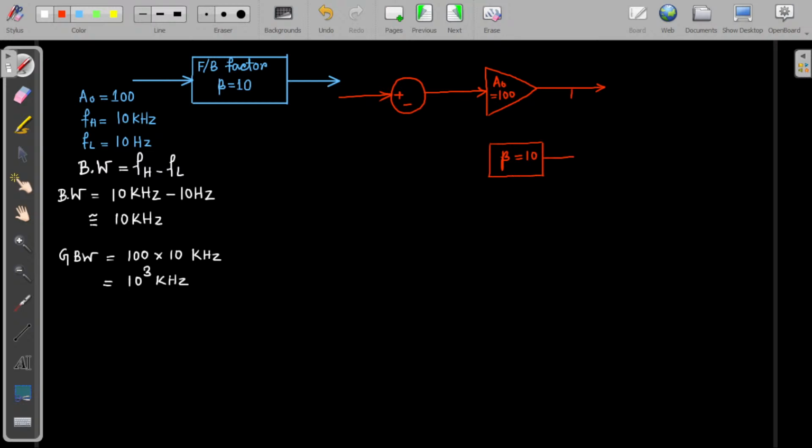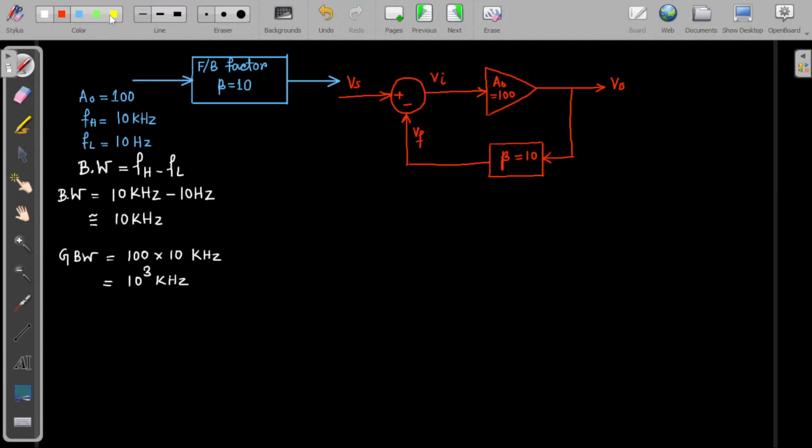The output will come as the input to the feedback path, and the output of the feedback path which is going into the mixer is called the feedback voltage. Here it is the input signal, which we have denoted as Vi, and here it is the output voltage. Now we need to find all the things.